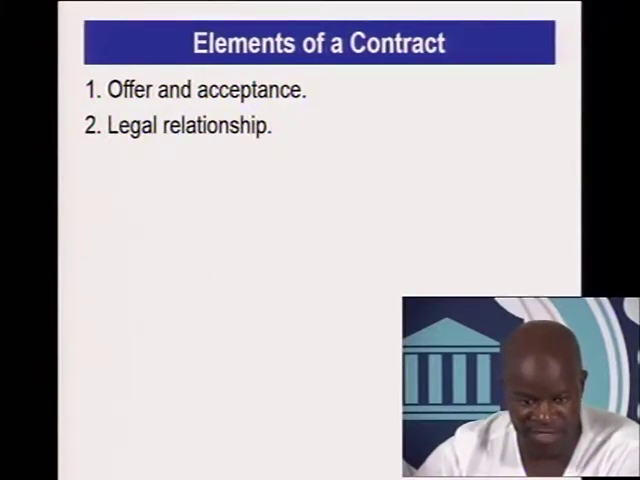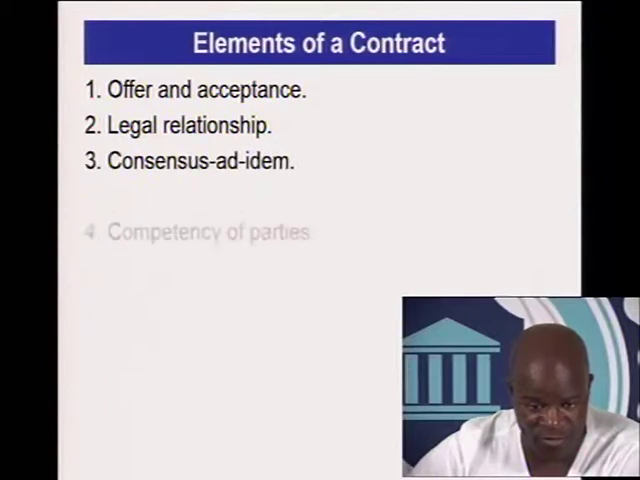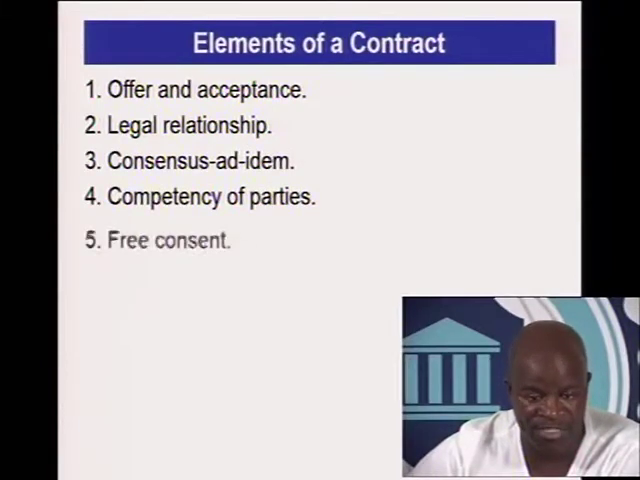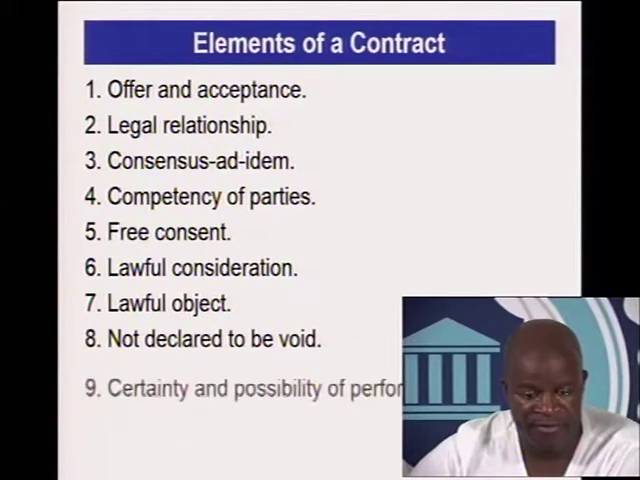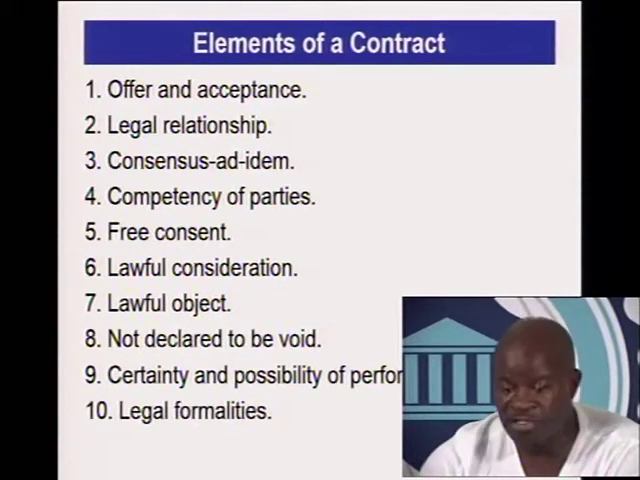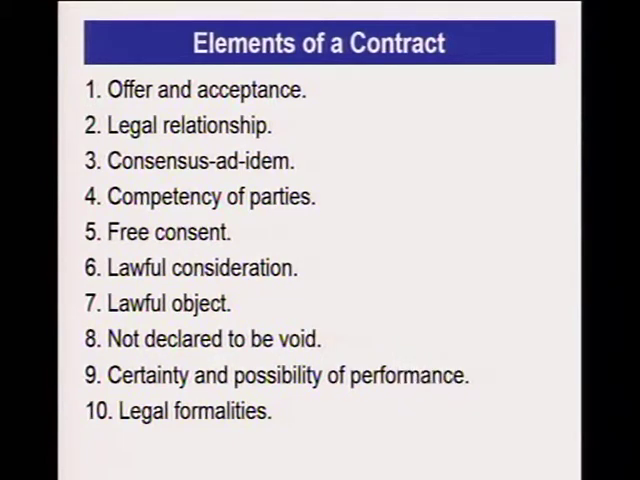Before I get to the legal relationship, let me just perhaps give you the list of all the 10 first, then I go to them one by one. I think that will be easier, right? Those are our 10 elements that we are going to focus on. The first one, the offer and acceptance. The second one, legal relationship. The third one, consensus ad idem.